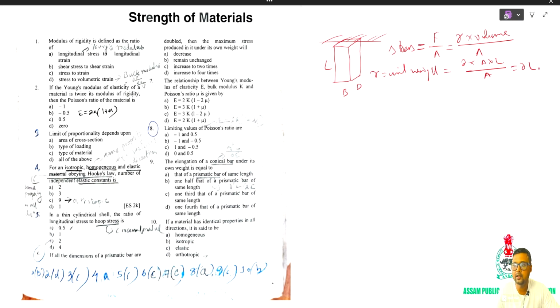The stress is a function of only the length, right? If you increase the length to 2 times, what will happen? The stress will also become 2 times. The answer is C. Now question number 7.